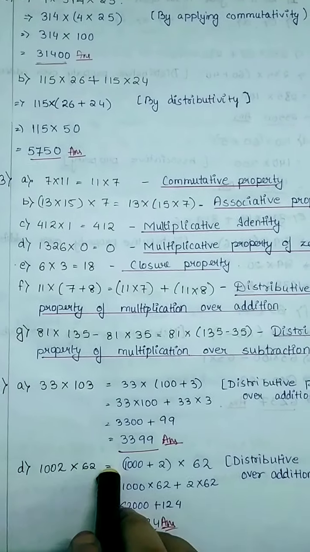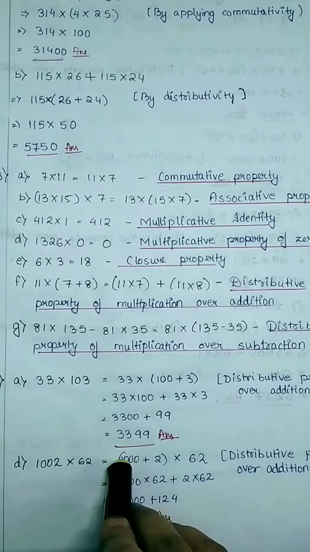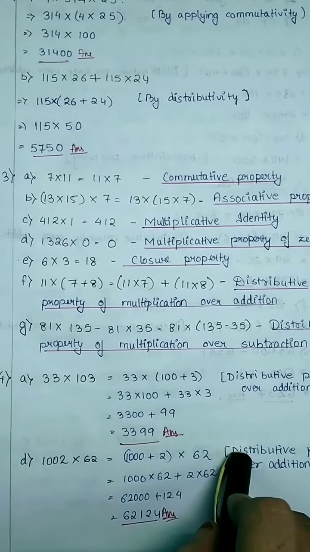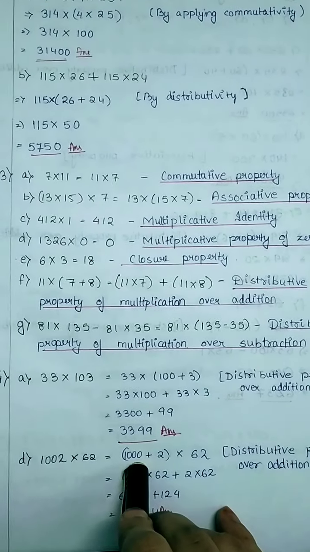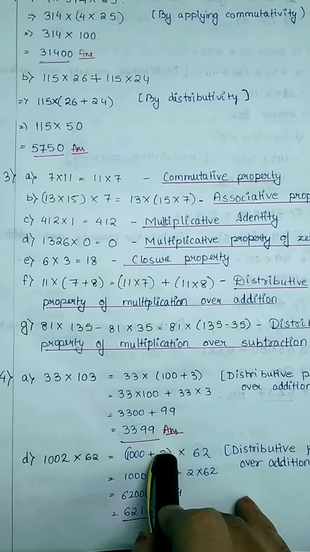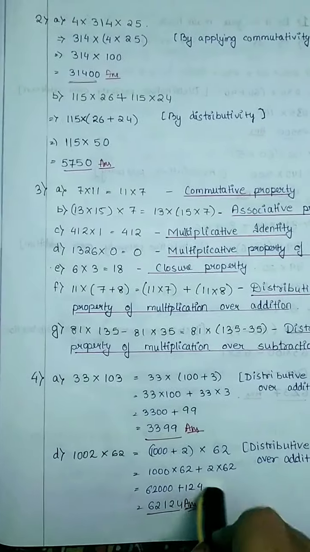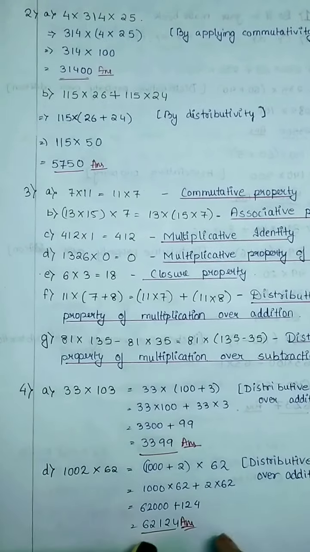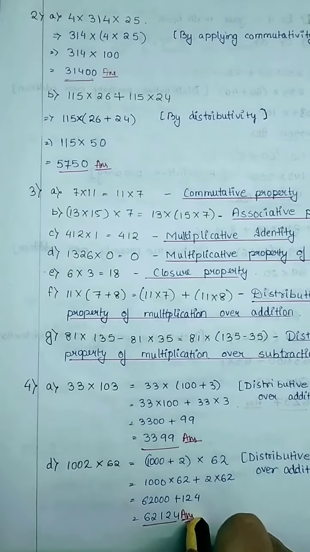Next is again a similar question. 1002 multiply 62. You can write 1002 as 1000 plus 2, multiply 62. So 62 is multiplied to 1000 by distributive property. It will give you 62,000. And 62 multiplied with 2 will give you 124. Now you can add them, so it will give you 62,124.